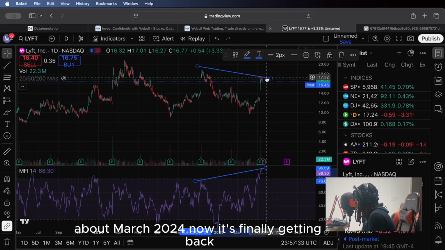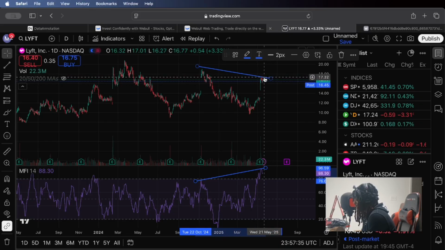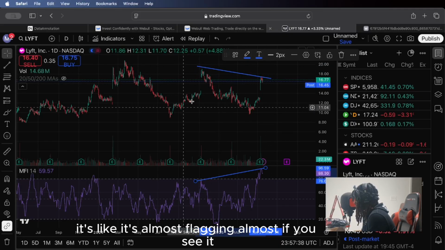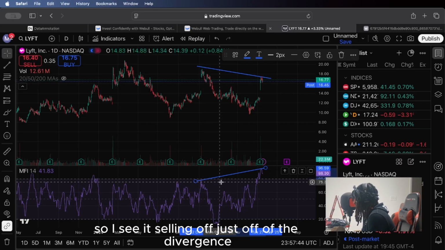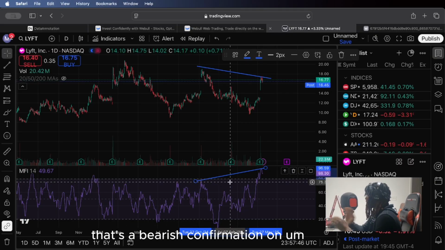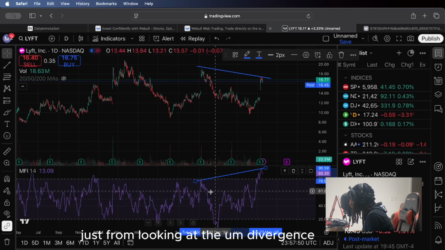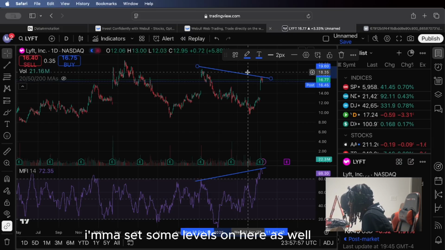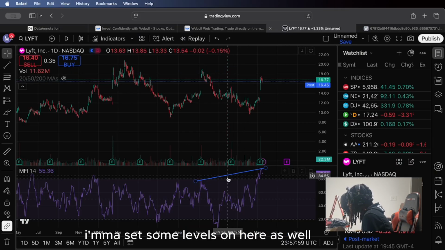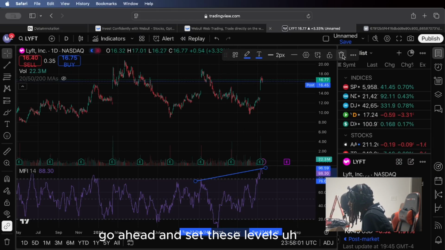Now it's finally getting back. It's almost flagging if you see it. So I see it selling off just off of the divergence. So that's one confirmation, a bearish confirmation on Lyft over the next few days, just from looking at the divergence. I see some bearish continuation. So I'm gonna set some levels on here as well. Go ahead and set these levels.